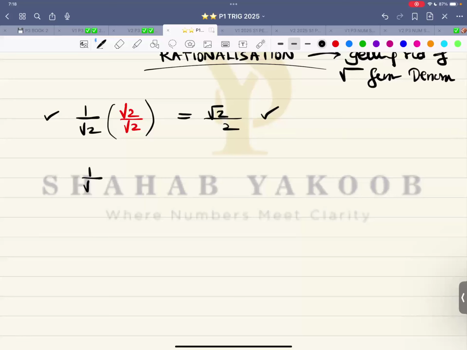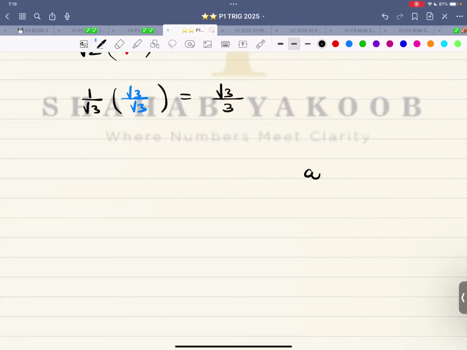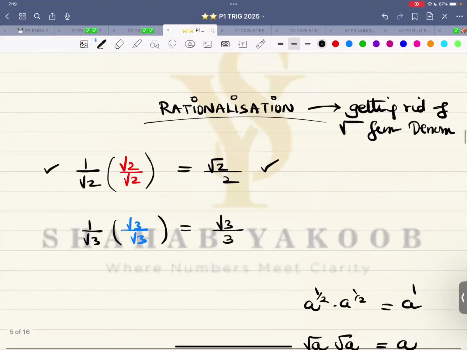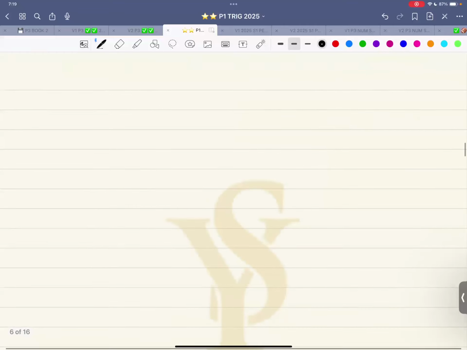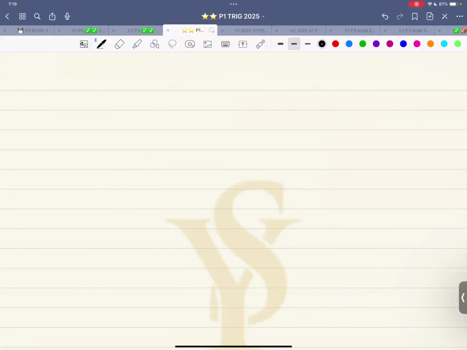Similarly, 1 over root 3, multiply and divide by root 3. So what do we have? We have root 3 at the top, and root 3 times root 3 becomes 3. What is the logic? A power half times A power half is A power half plus half, which is A power 1. A power half is root A, so that comes out to be A. That is the logic over here. Now let's move on and let's continue with the second thing.